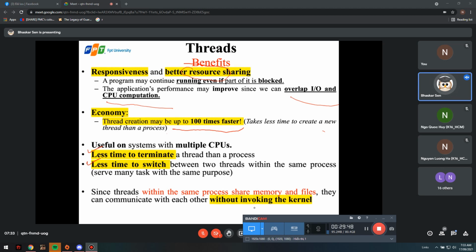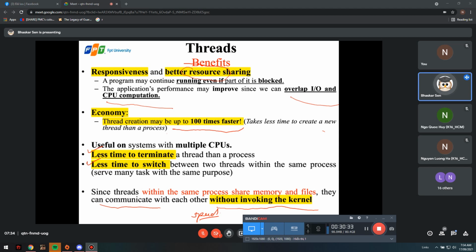Within the same process, they share the memory and files so that they can communicate with each other without invoking the kernel. And that is where speed also comes in. So the key thing is we try not to involve the kernel. In the case of a process, however, everything is controlled by the kernel. That's why processes are a little heavier than these threads during their execution.